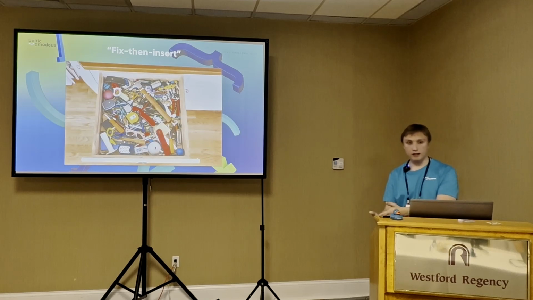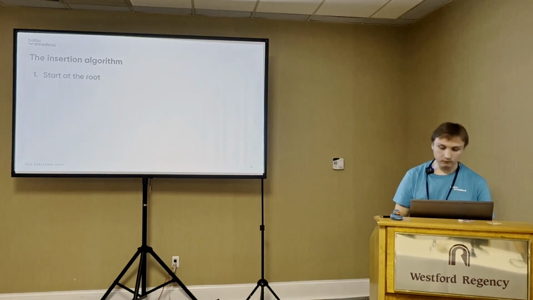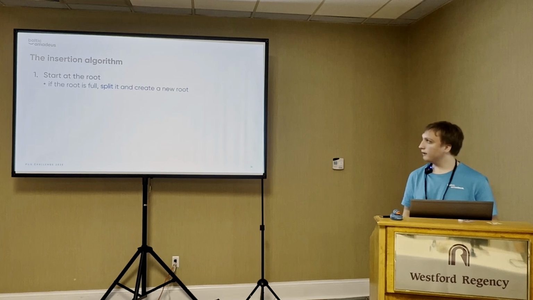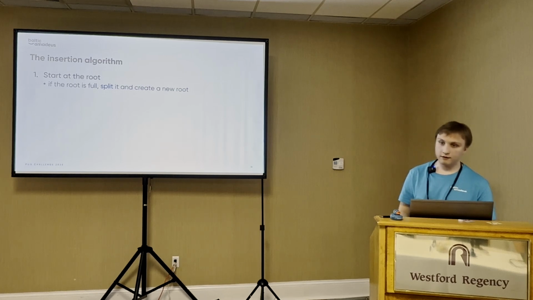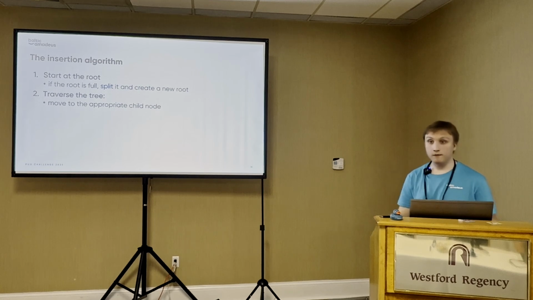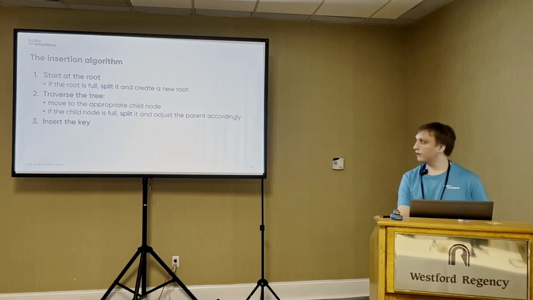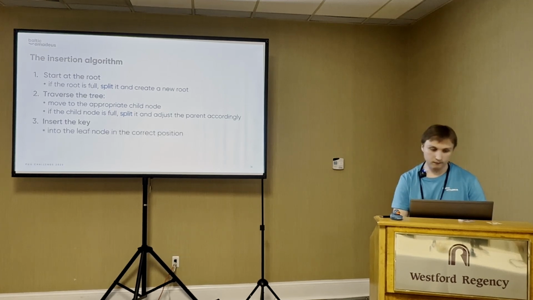Whenever we find a node that's full, we will make sure to split it into 2 nodes that are not full. So here's how the algorithm works. We start at the root, as always, and if the root itself is full, then we split it, and then we traverse the tree, and whenever we find a node that's full, we split it as well, and adjust everything accordingly. And then we insert the key into the leaf.